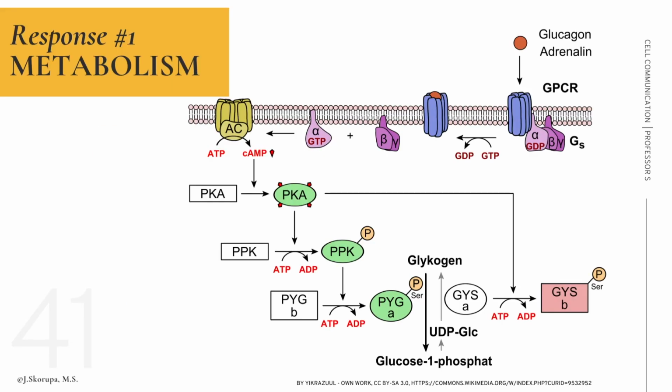Response number 1, metabolism. Glucagon or adrenaline are activating the breakdown of glycogen to produce more glucose for energy. These signals bind to GPCR, which activates adenylyl cyclase to cleave ATP and form cyclic AMP. cAMP is the second messenger, which activates PKA, protein kinase A. This begins a phosphorylation cascade, ultimately resulting in the breakdown of glycogen into its glucose components. Glucose can then enter the bloodstream to create more energy in the form of ATP. This is a cytoplasmic event rather than a nuclear event.